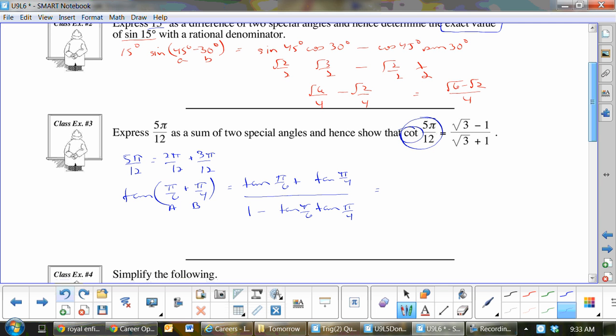What is it, guys? Come on. Everyone should be yelling these out. What is tan pi over 4? Plus 1. What is 1 minus? What's tan pi over 6?